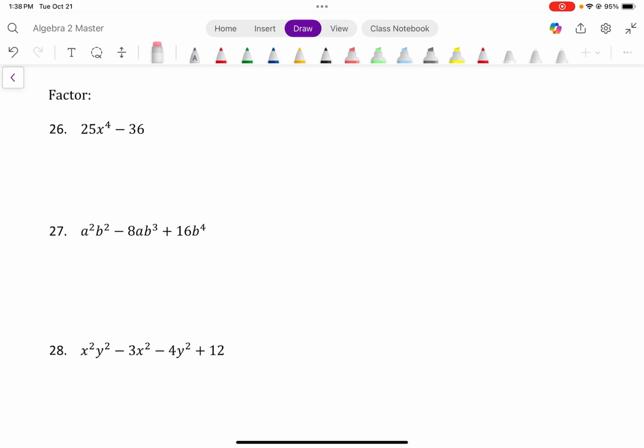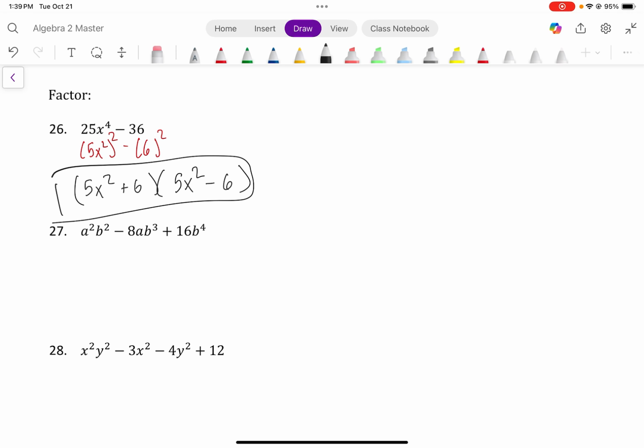25 and 36 are both perfect square numbers. X to the fourth is also a perfect square. So you don't need to write it like this, but you need to be able to think of it at least. This is 5x squared being squared minus 6 squared. So my factoring is 5x squared plus 6 times 5x squared minus 6. And that's it. That's the whole thing.